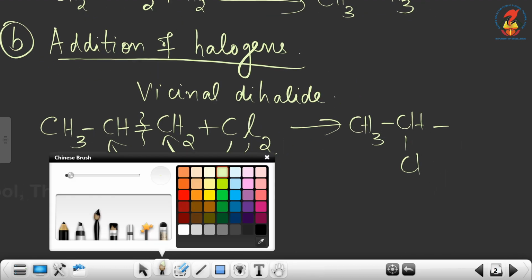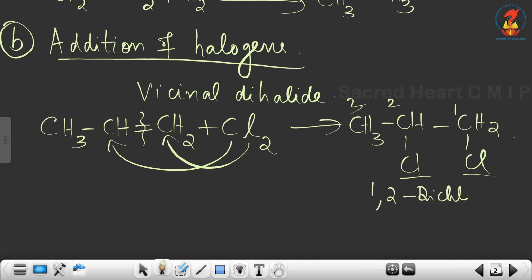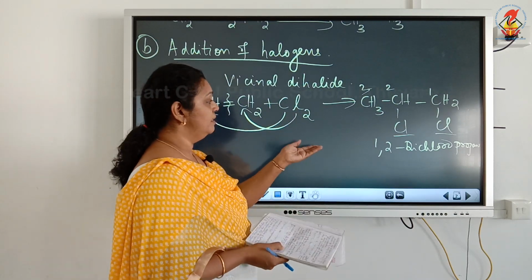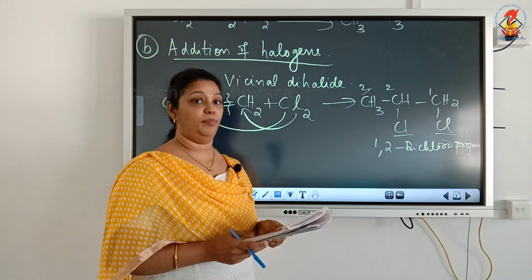The double bond breaks and it becomes single bond, CH2Cl. Now, you can see here the halogens are attached to adjacent carbon atoms. So, it is a vicinal dihalide. And what is the name of this compound? The compound is 1,2-dichloropropane. So, this is the product of chlorination of propene, that is 1,2-dichloropropane.